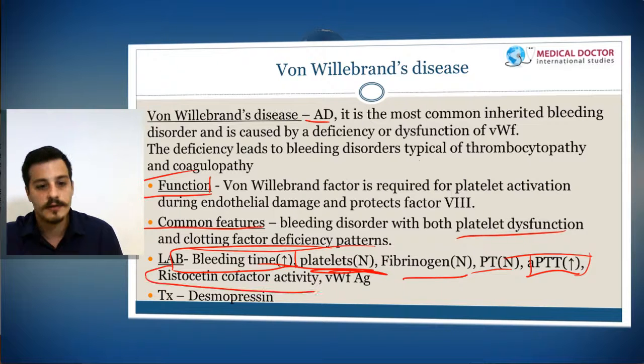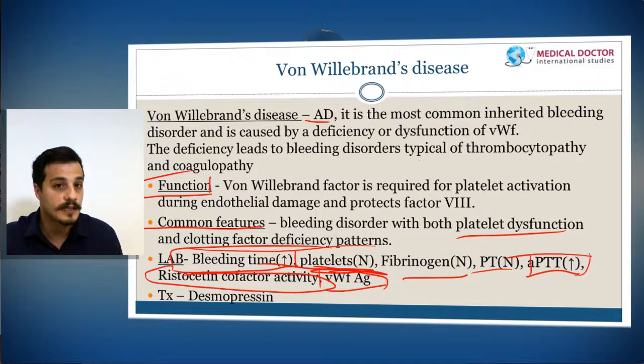Now, ristocetin cofactor activity can be used in the diagnosis, and we can also detect von Willebrand's factor antigen to evaluate the levels of available von Willebrand's factor. Now, as we said before, desmopressin can be used to increase the secretion of von Willebrand's factor from endothelial cells. So, in mild bleeding, often desmopressin is given for the treatment of this disease.